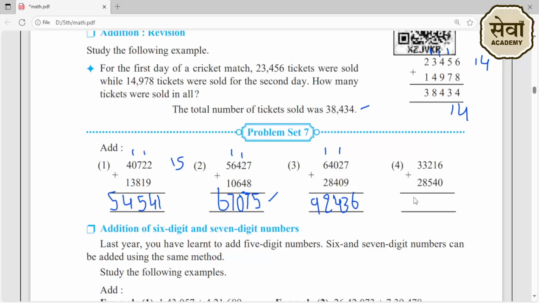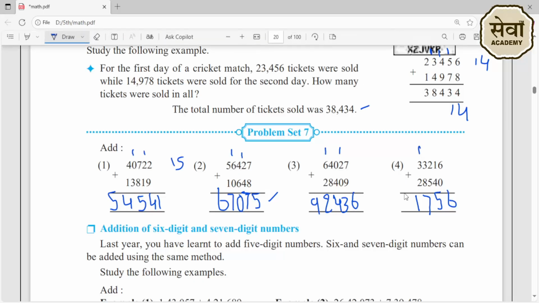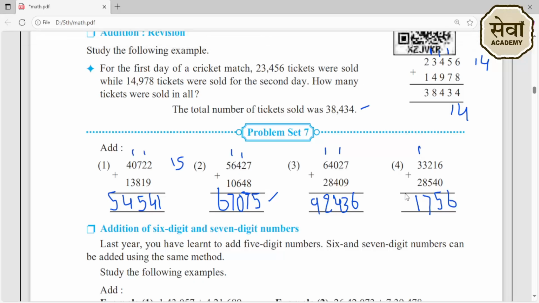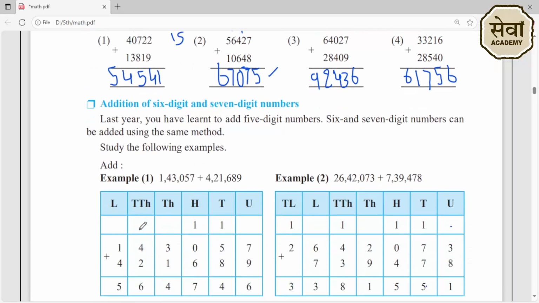And now the next one. 6 plus 0, 6. And what is 4 plus 1? It is 5. And what is 2 plus 5? It is 7. What is 8 plus 3? It is 11. So we will write 1 and 1 carry over. 3 plus 2 is 5, and 5 plus 1 is 6. So this is the answer. Next. They have given how to solve this.